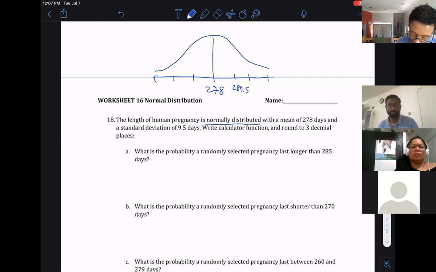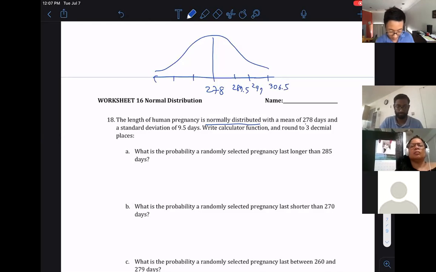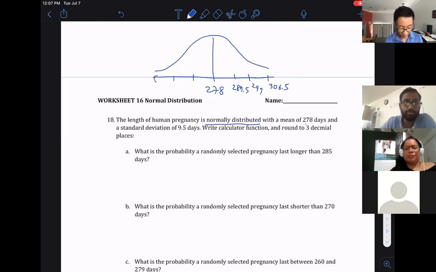287.5, then 297, then 306.5. Let me double check my answer: 278 plus 9.5. I wish I could do it so easily. Now I have to use a calculator. Okay, and so on and so forth. Then I'll subtract 9.5 each time.